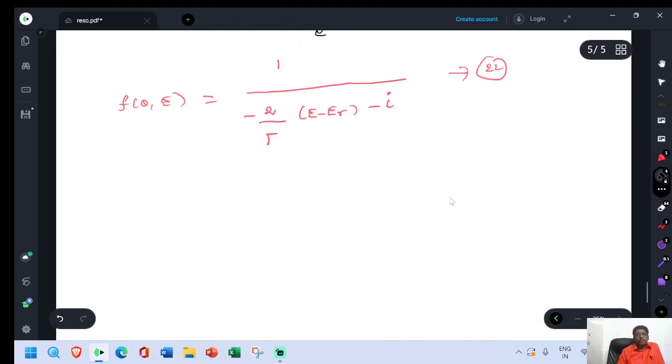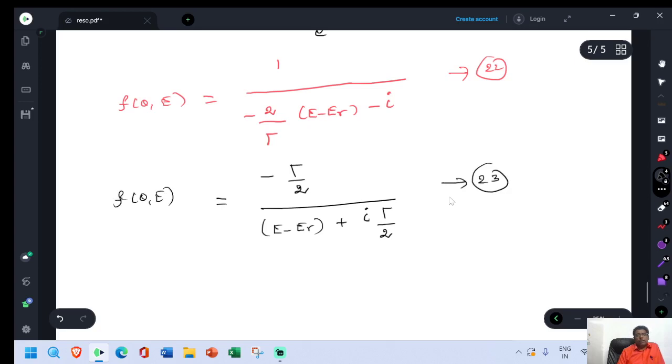Now this is modified as minus level width by 2 whole divided by E minus ER plus I into level width by 2. This is 23. This is the value of f of theta comma E. See here, I have multiplied each and every term by minus level width by 2. If I multiply this by minus level width by 2, level width gets cancelled, 2 gets cancelled, so E minus ER with a positive sign. Here plus I into level width by 2.